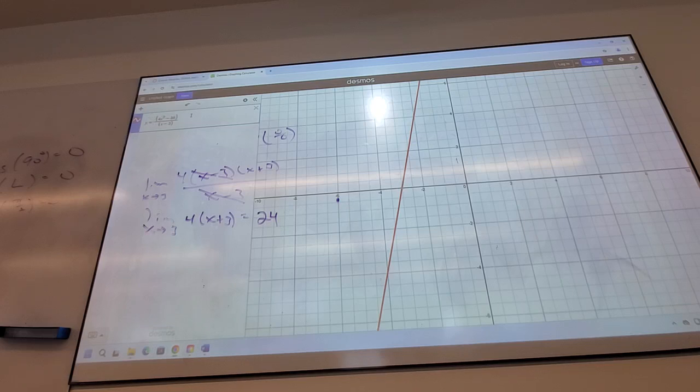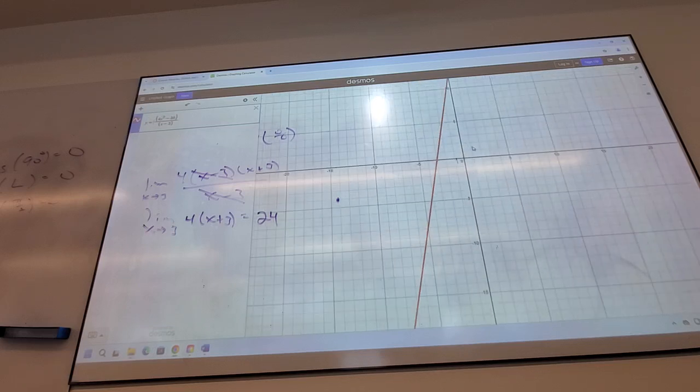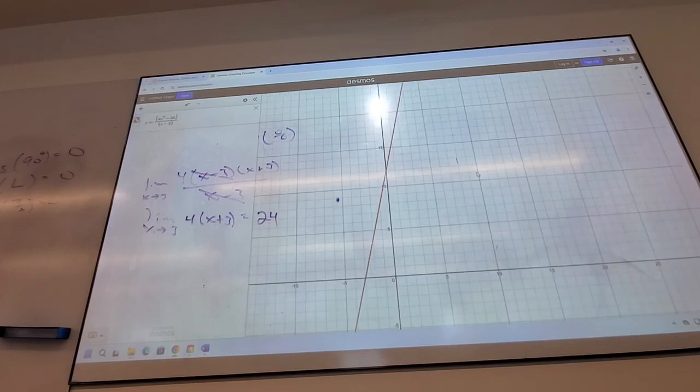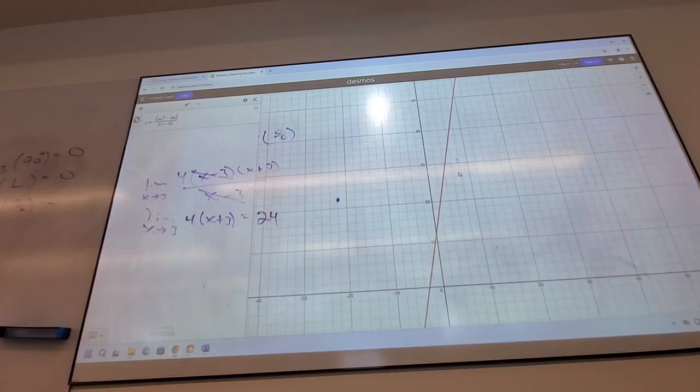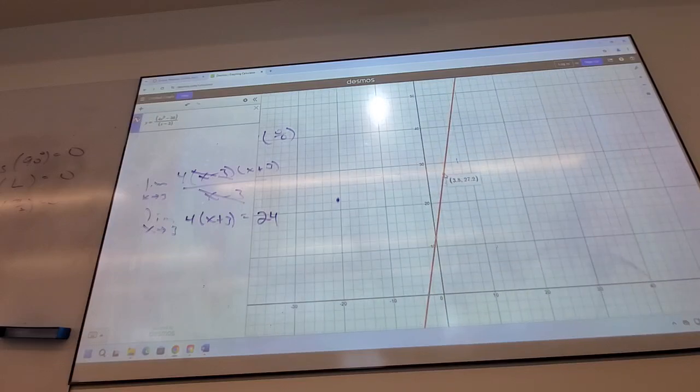Wait! Now watch this. The point was 3. So watch, this is kind of cool. Watch as I get close to 3. Look what happens when I get to 3.